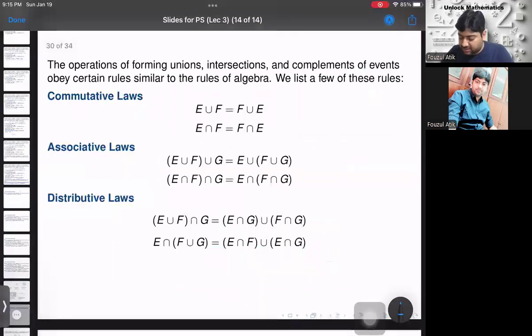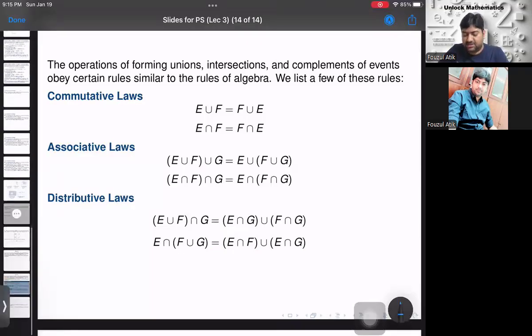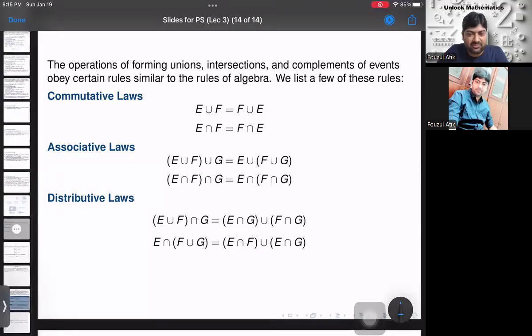So in set theory, we know that these kinds of laws also hold: commutative laws, associative law, distributive law. So all these laws will hold in the case of probability also. So in the case of events and the sample space, basically a sample space is the universal set, and all of its events are subsets of that universal set.